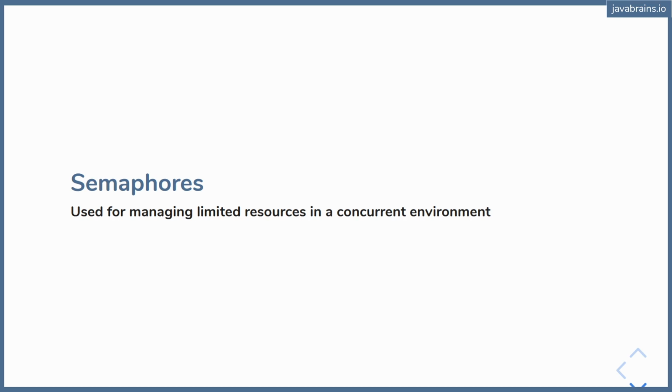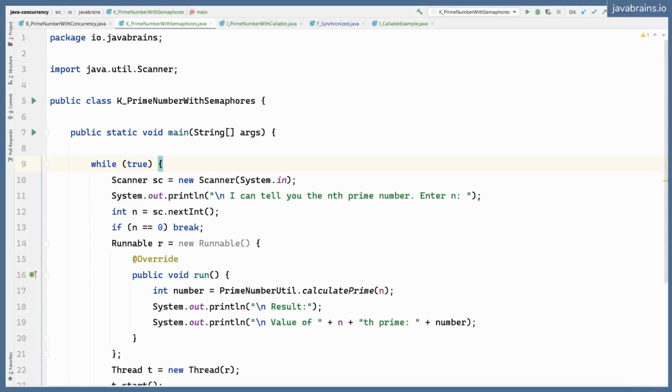So when you have this kind of limited resource and a concurrent environment, and you don't want to make it one at a time, but at the same time you want an upper limit for how many concurrent usages of a certain resource or critical section there are, you can use semaphores for that. I'm going to demonstrate semaphores by switching to the IDE.